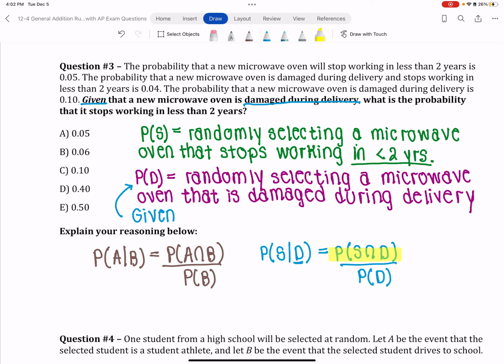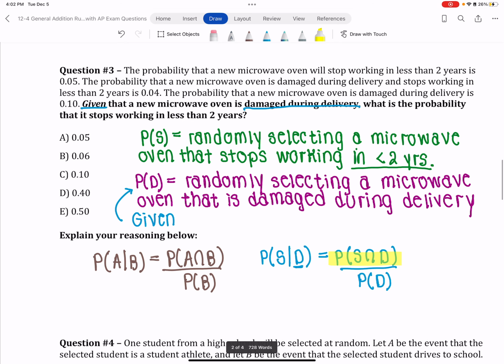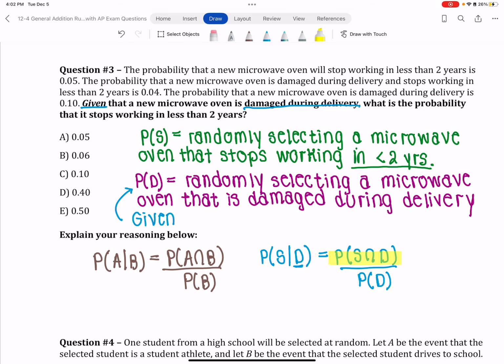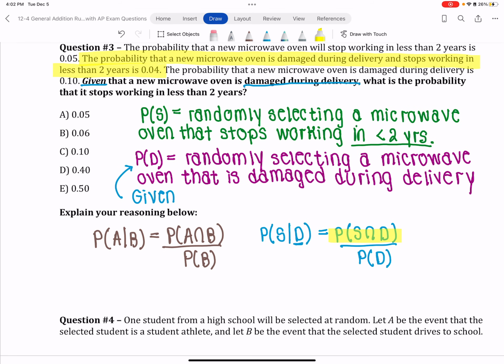All right, so probability of S and D happening. What is the probability that the microwave is not working in less than 2 years and is also delivered damaged? Well, it tells us right here that the probability that a new microwave oven is damaged during delivery and stops working in less than 2 years is 0.04. All right, that was easy. So we're just going to write that probability as our numerator.